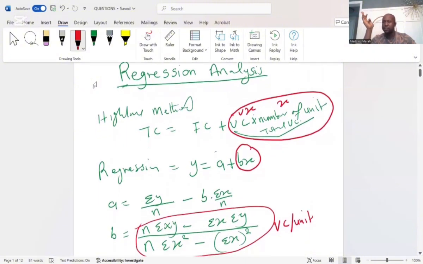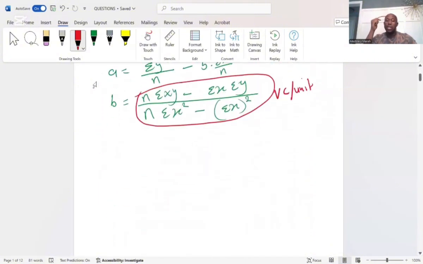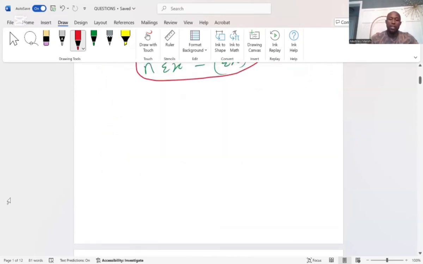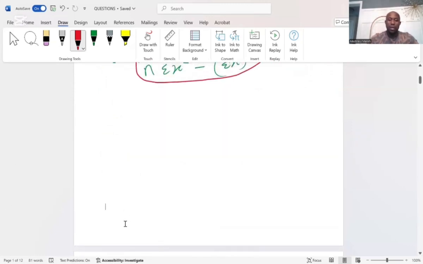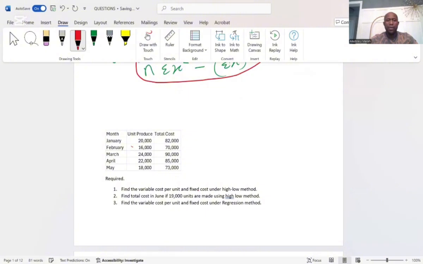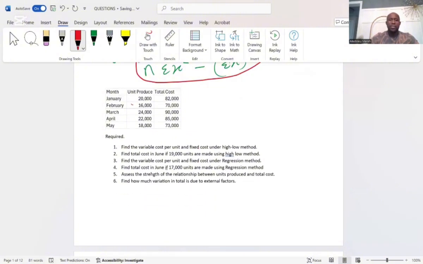That's the definition. It's a forecasting technique. So now, having done that, let's see how we can do with this question. We have a question here with 6 requirements. We have month, units produced, and total cost, January to May, and required 1.